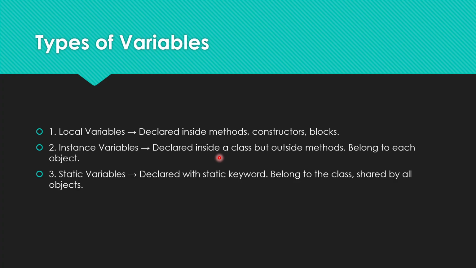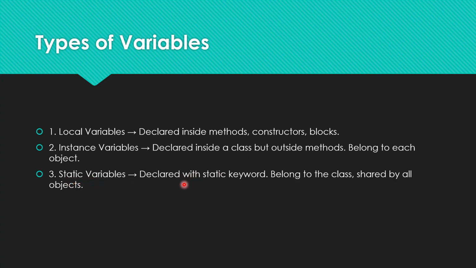Instance variables are declared inside a class but outside methods, and belong to each object. Whenever we create an object of that class, each object has its own copy of these variables.